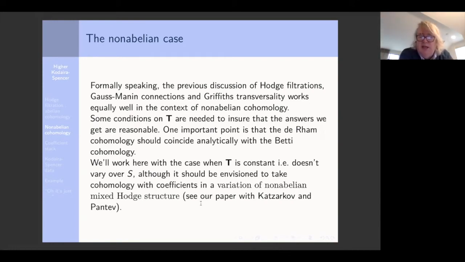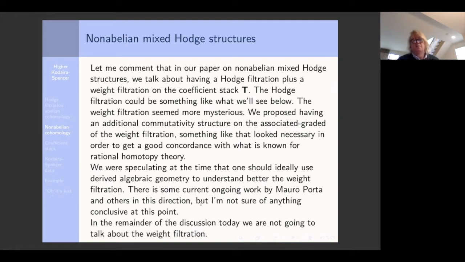So what we'll do here, we'll take the case where T is constant, in other words, it doesn't vary over S. But we could envision having a cohomology with coefficients in a variation of non-abelian mixed Hodge structure over the base S. So let me just make a little aside remark on our paper with Kodaira and Pantev on non-abelian mixed Hodge structures. We're not going to use these today, but I should comment on this. In that paper, we're talking about having a Hodge filtration and a weight filtration on the coefficient stack itself. The Hodge filtration would be something like what we'll see below.